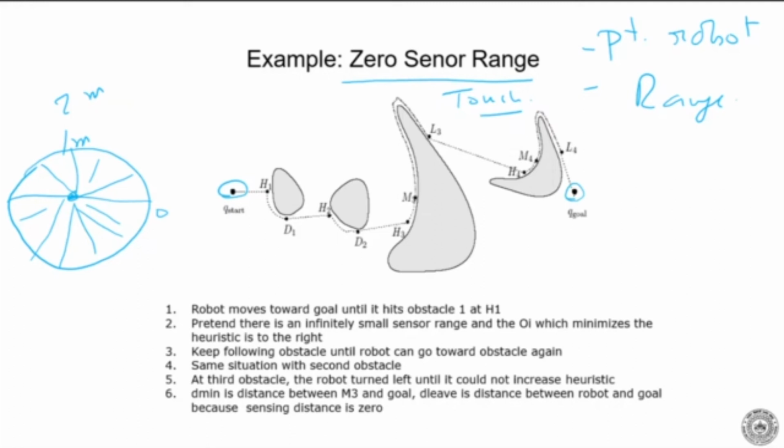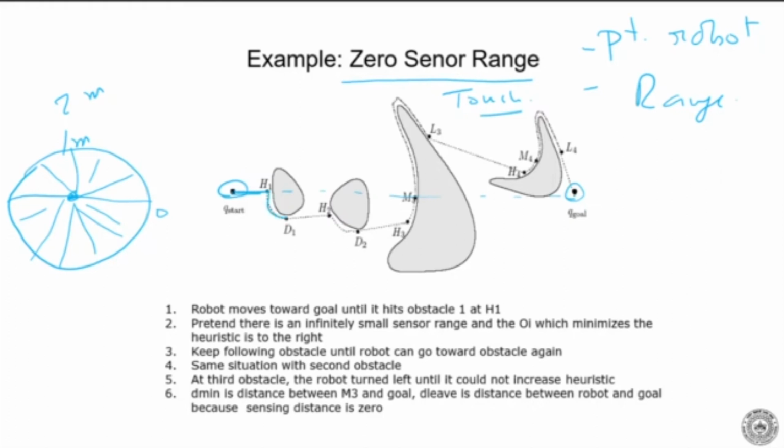Now we know the direction of the goal, so it always has to move towards the goal. If you have a straight line there, it starts off in that direction and hits the first obstacle. Once it hits the first obstacle, it minimizes the heuristic and goes towards the right. Whatever we have seen, it goes towards the right, following this.